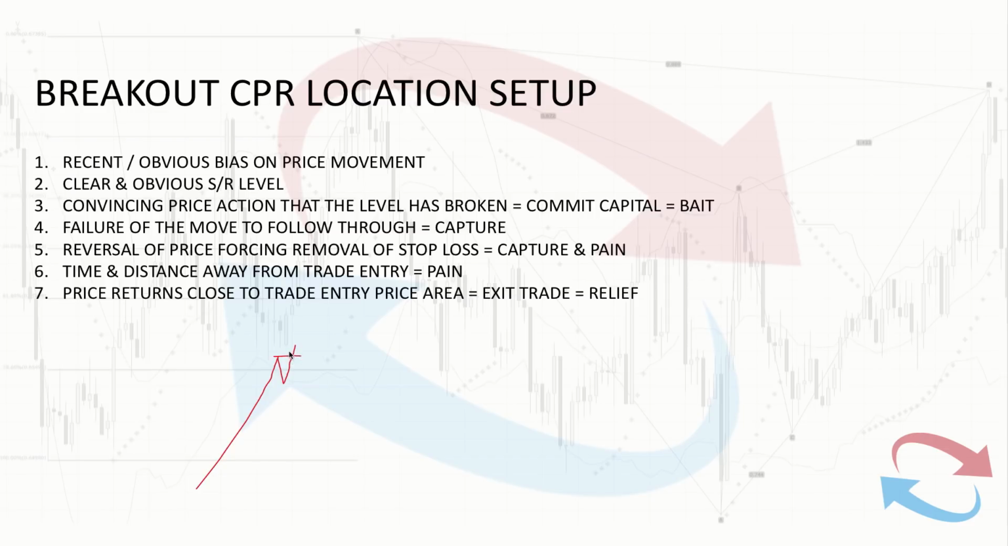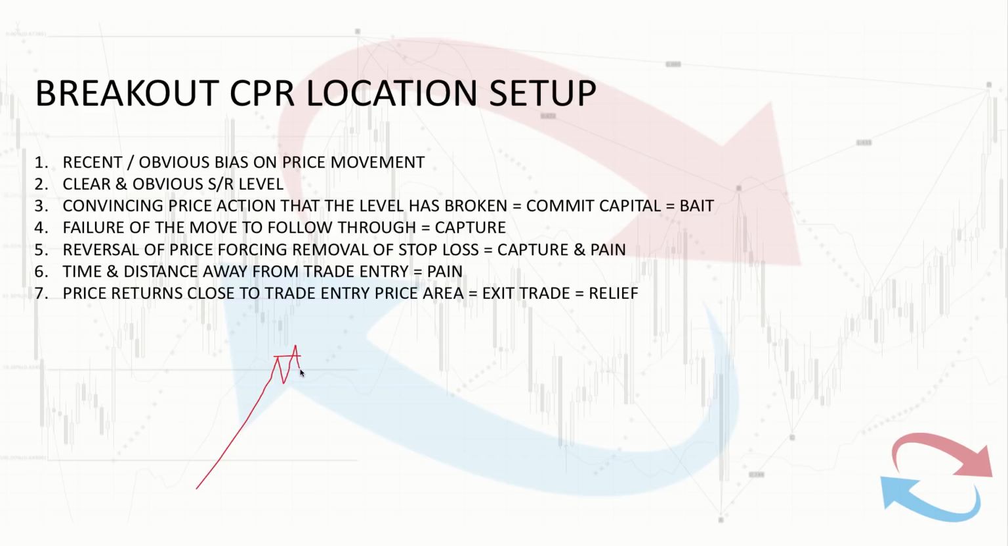And the way that breakout traders will be committed into taking this type of trade, and they will commit capital from their accounts where their money can't be touched into the market when they press a buy trade. And this is really the bait that we need, right? So convincing price action that the level has broken, so they will commit capital, which is the bait, and then we want to see the failure of the move to follow through, right?